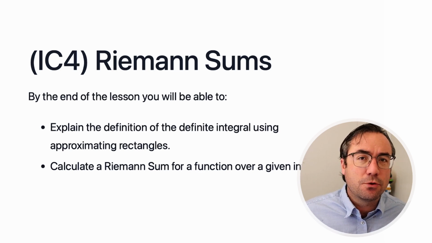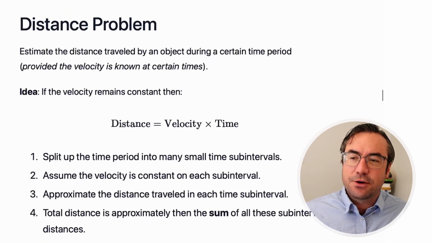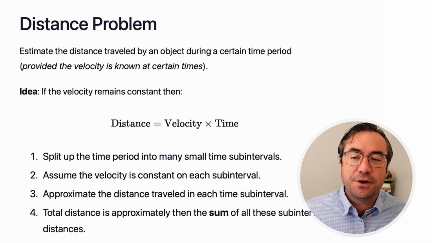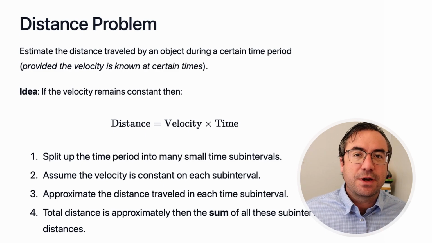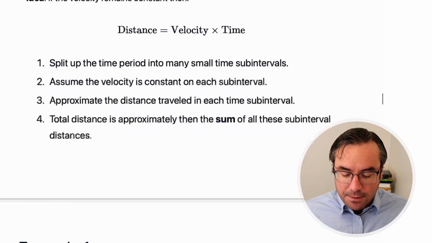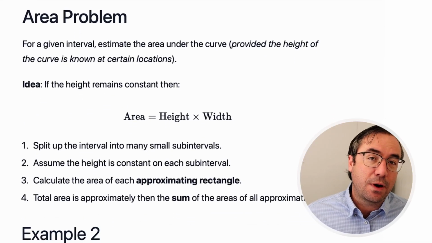There are two ways to approach Riemann sums, naturally. You can do it by considering the distance problem, where you're trying to figure out how far an object travels if you know its speed and how long it's traveling for. If we have time, we'll look at that example. But for today's prep, we're going to look at the area problem.